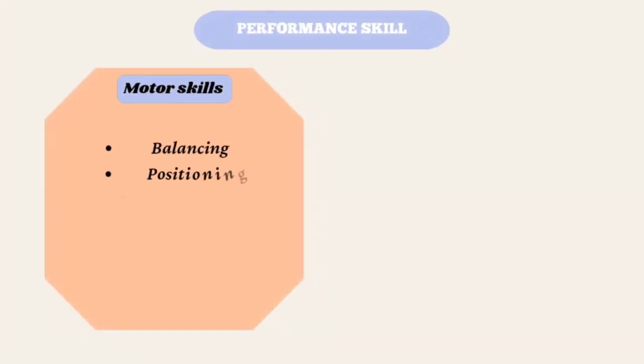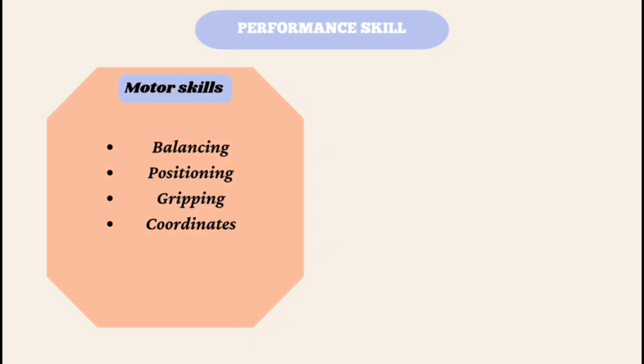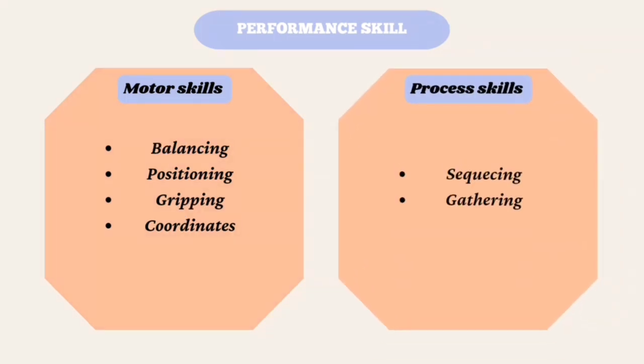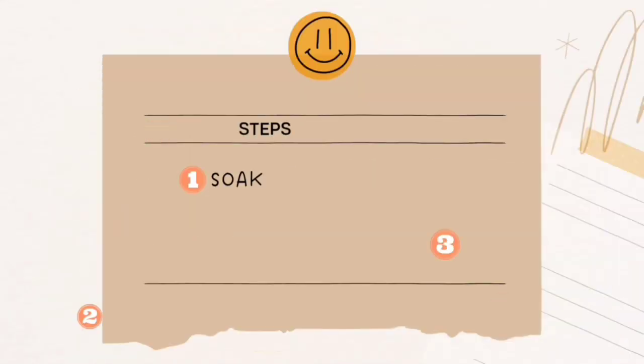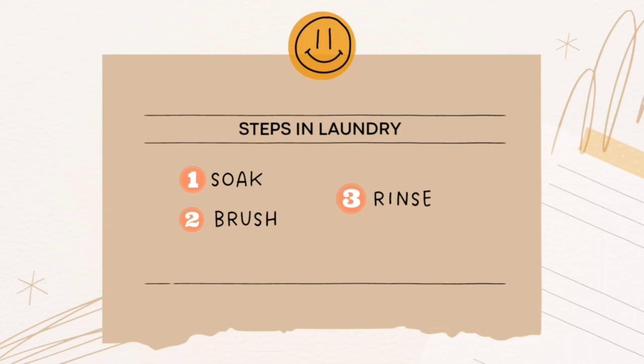Next, to do this activity, it requires two performance skills. The first one is motor skills. It requires balancing, positioning, gripping, and coordination. The second performance skill is process skills. It requires sequencing and gathering. For this activity, we will break it down into a few steps.